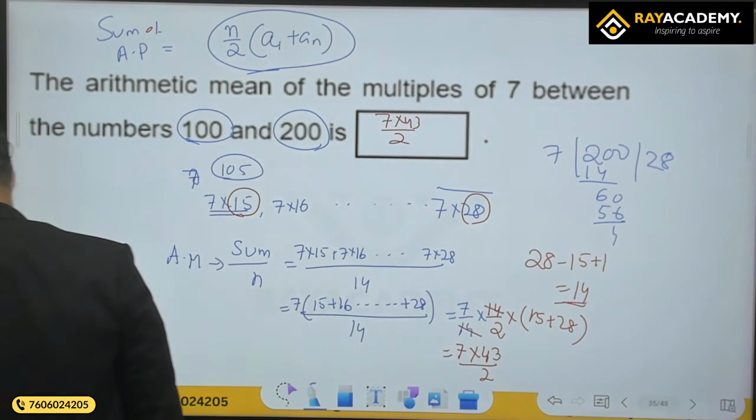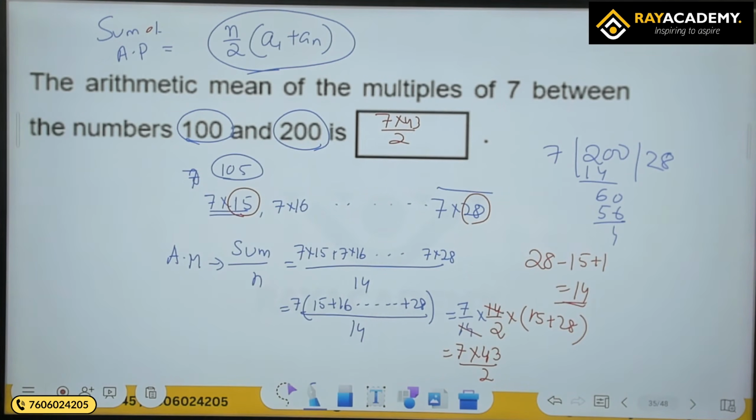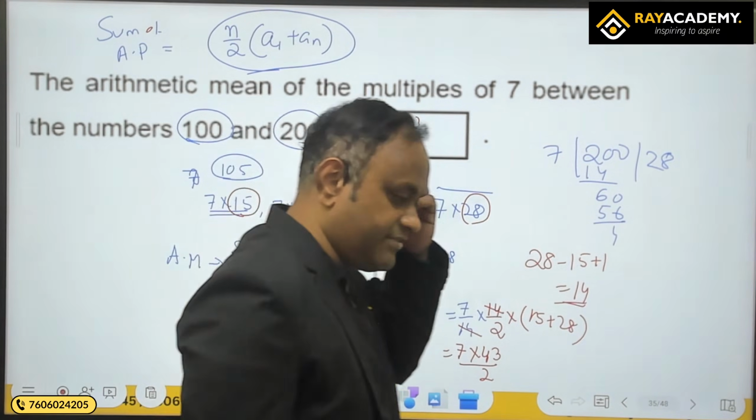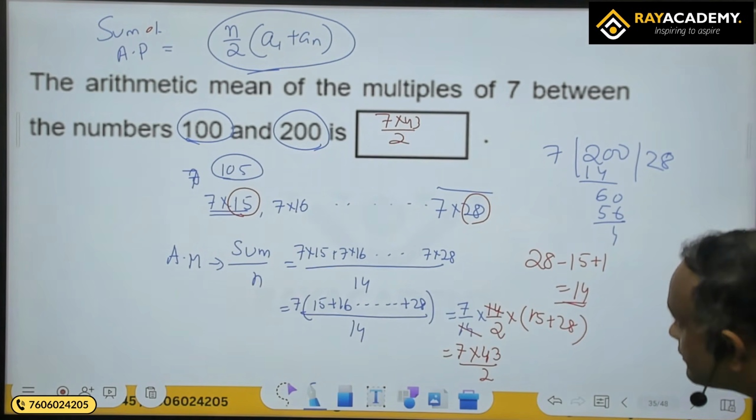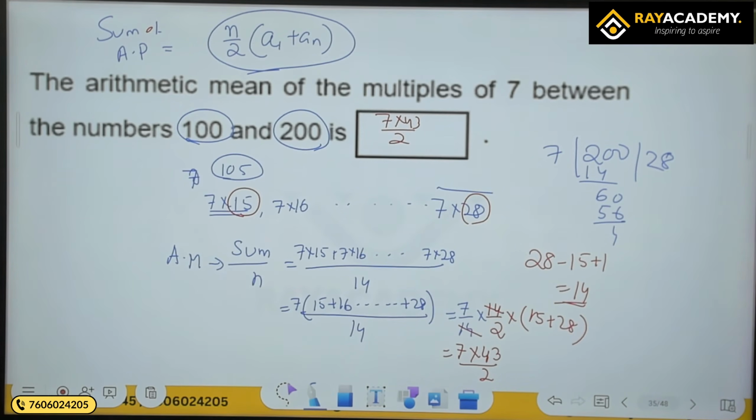So this is also a good question. Find the arithmetic mean of the multiples of 7 between the numbers 100 and 200. The first number more than 100 is 105, that is 7 into 15, and the last number just before 200 is 7 multiplied with 28. Now sum divided by count. You can see this is an arithmetic progression 15 plus 16 up to 28. Using the arithmetic progression formula you can find the sum, then you can find the mean.